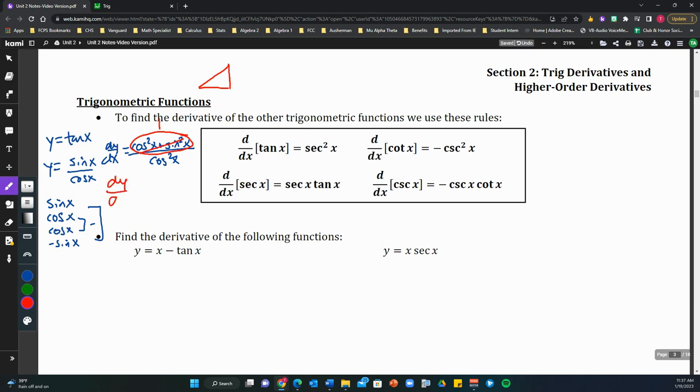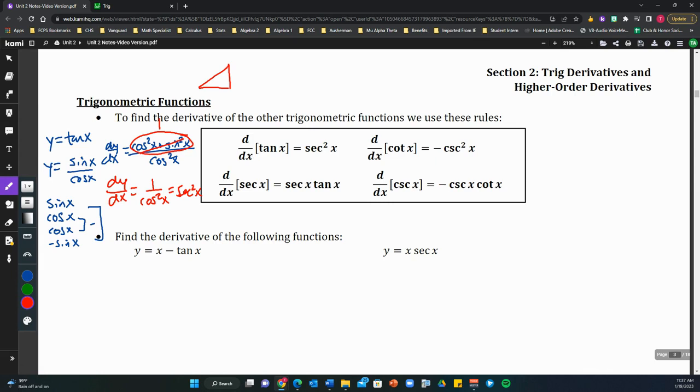So I'm left with 1 over cosine squared. One more trig identity, the reciprocal identities, says that that is equivalent to secant squared. We have a similar proof for cotangent, where we essentially just flip-flop these. We end up with negative 1 over sine squared, which results in negative cosecant squared. Secant and cosecant have proofs as well. They're far more complicated and require some other rules that we haven't quite learned yet, but there are similar proofs that show how we get these results.